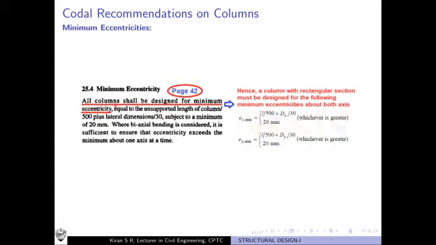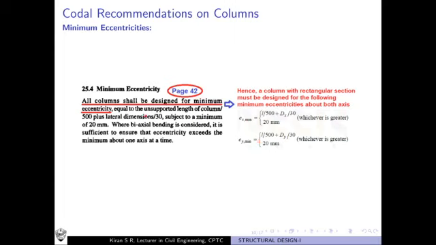The IS code says all columns shall be designed for minimum eccentricity. All columns must be designed for minimum eccentricity. If the eccentricity of the external load is less than the minimum eccentricity, then at least this minimum eccentricity should be provided. If the external load is applied with an eccentricity greater than the minimum eccentricity, then it is fine. It is not required to determine the minimum eccentricity in such cases.